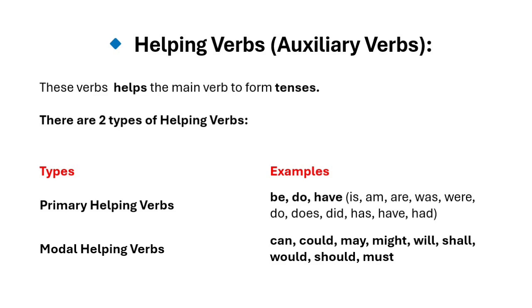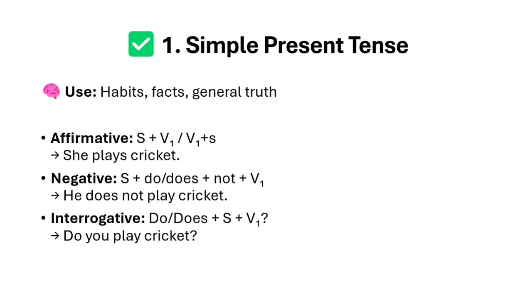Now let's move ahead. Now let's see our first tense, that is simple present tense. This tense is used to tell about habits, facts and general truths. Habits means our regular activities, whatever we do in our everyday life. Now see here I have given three structures. First one is affirmative, meaning positive sentence structure. After that negative, meaning negative sentence structure. In the last I have given interrogative, meaning whenever we ask a question. So that is the interrogative sentence structure.